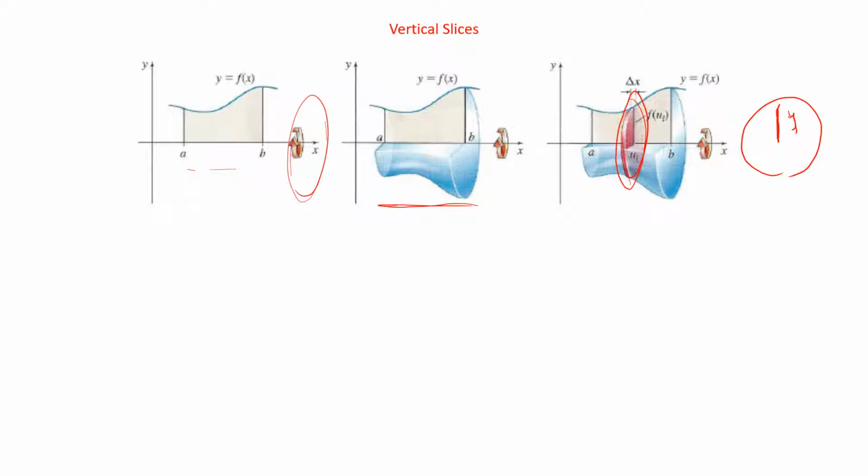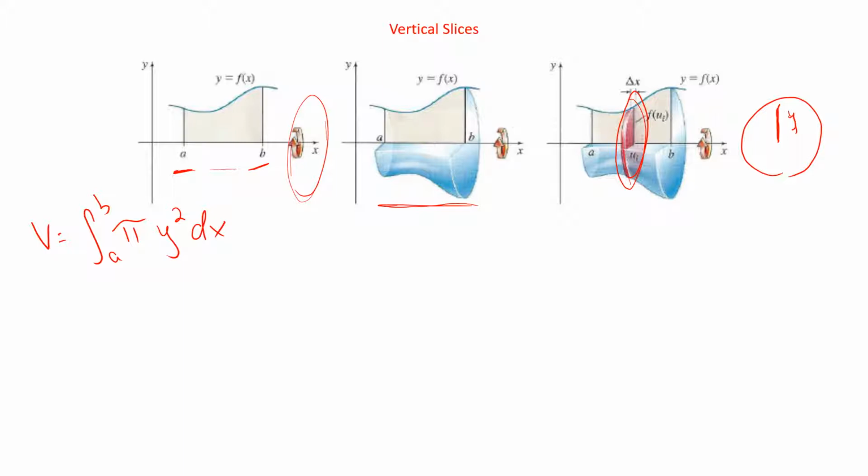So every time we have vertical slices, when we set it up, the volume will equal the integral from a to b, whatever a and b happen to be, of pi r squared, but r is going to be y, so y squared dx. Now we need to have the same variable the whole way through, just like in the previous sections. So this y is going to need to be replaced with the function, so it'll be in terms of x.